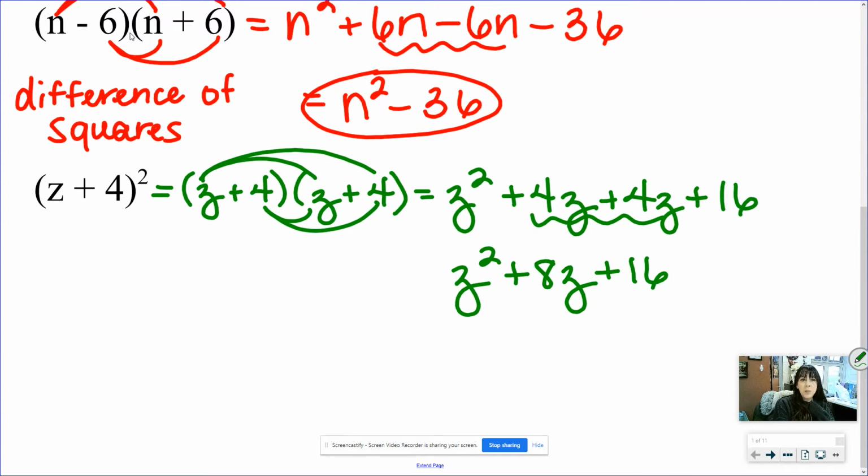Now, you'll notice that the previous example and this one are similar. The previous example, we had two different signs, one minus, one plus. This time the signs match, but the parentheses are the same. This one is called perfect squares. So the word perfect is implying that the signs are identical, whereas difference up here meant the signs were different.